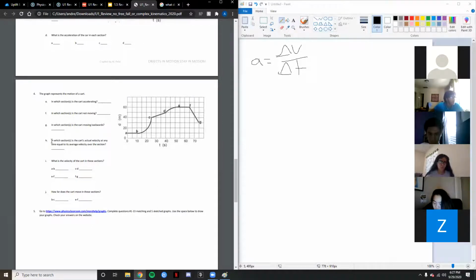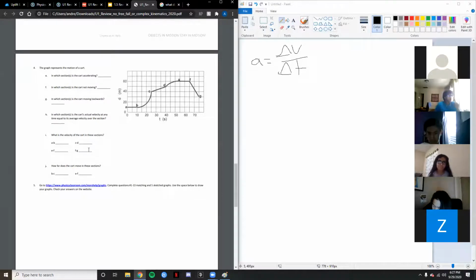Okay. AB would be one of them, and then what other points would the average velocity be the same as the actual velocity? EF and FG. Yes. EF, FG, and then CD as well. CD. Now, there is one more thing I do want to point out.